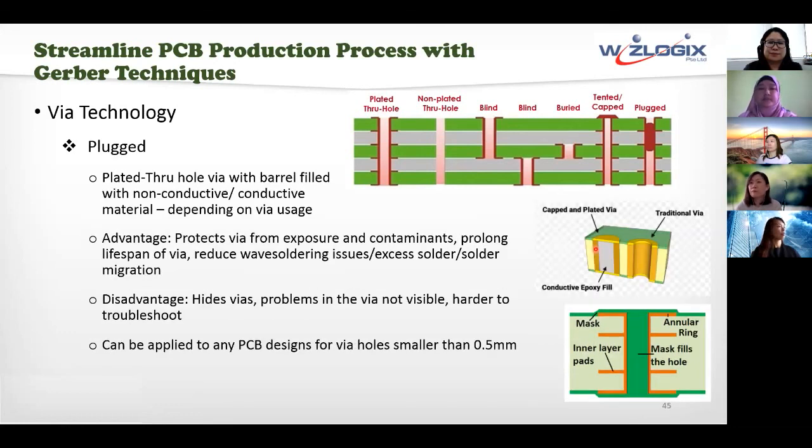And then for via plug, the via plug is actually the same as your plated through hole, but it has a filled barrel with either a non-conductive material, that means like your solder mask material, or a conductive material, that means a metallic material. Okay, this depends on your via usage and your design requirement. If you're designing a power board, you will need a conductive material in your via barrel. The advantage of using a via plug is that it protects the via from exposure and contaminants. It prolongs the lifespan of your via, and reduces potential issues on wave soldering or any other soldering issues.